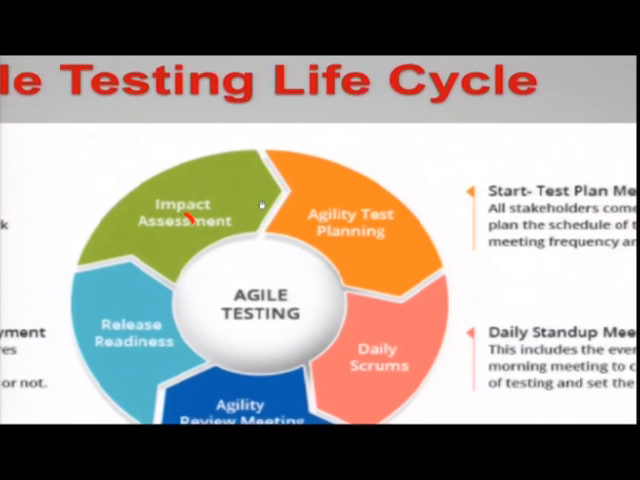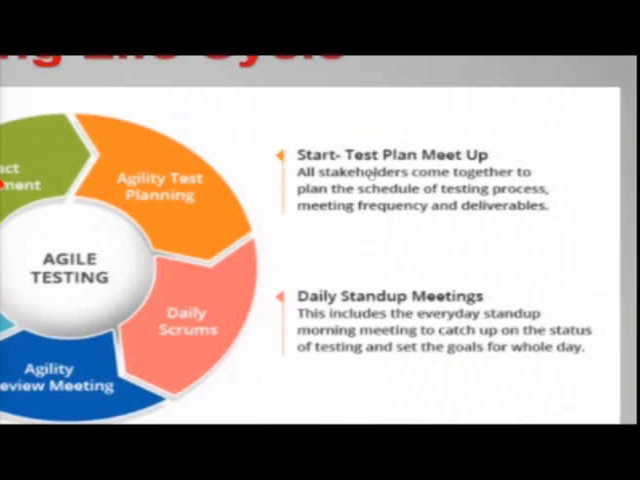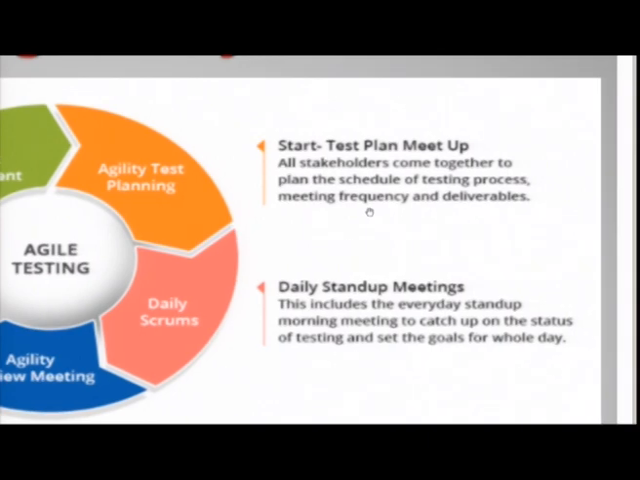Then let us see how the test is being planned. So, here you start the test plan meetup, and all the stakeholders come together to plan. Who is a stakeholder? Anyone who is responsible, who is involved in the project is said to be a stakeholder. So, all stakeholders come together to plan the schedule of the testing process, meet frequently, and as the meeting frequency increases, the deliverables also increase.